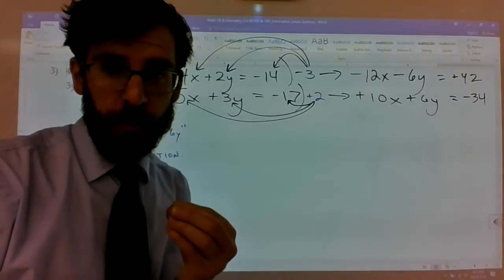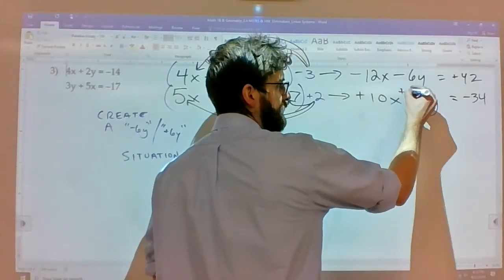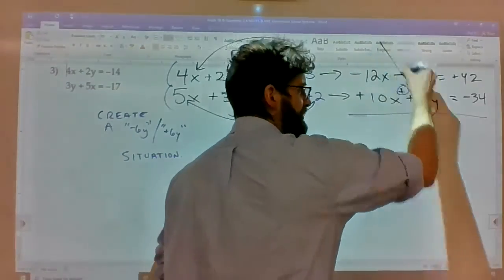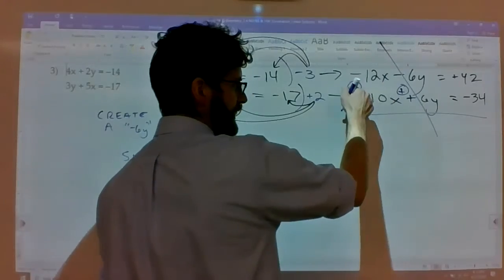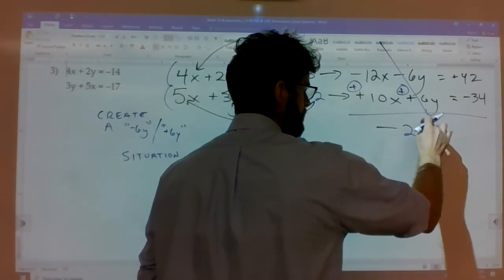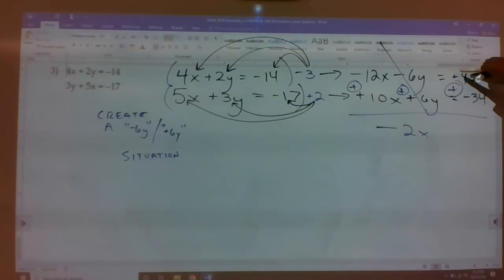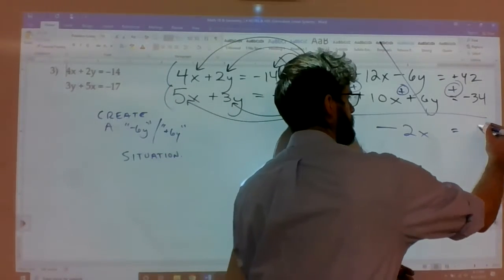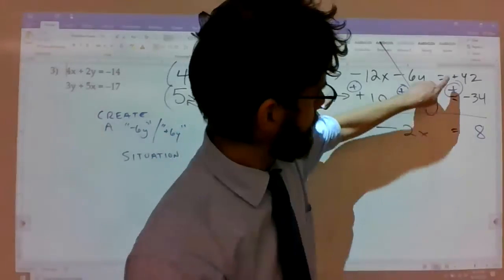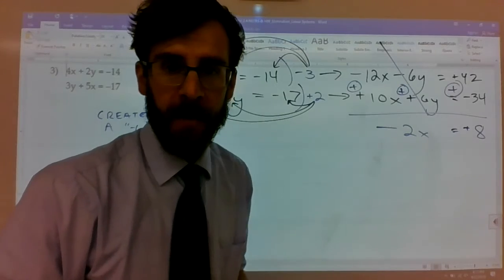Now, we've manipulated the situation so that when you add the columns, you're going to cancel one of the variables out. If you add negative 6y and positive 6y, it zeroes out the y. I got to add the other columns too. Negative 12x plus 10x is negative 2x. And then you got 42 plus negative 34. Remember, if you're taking a positive number and adding a negative, opposites subtract. So you take 42 minus 34, and then you take the sign of the bigger number. Get x by itself.